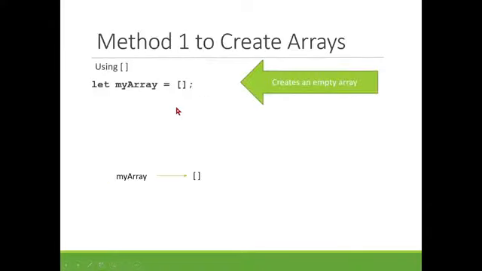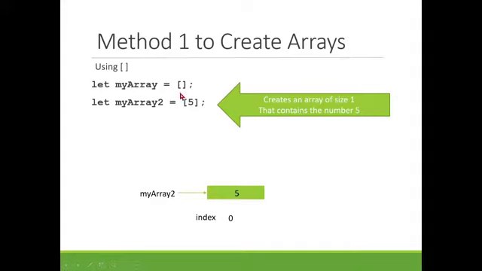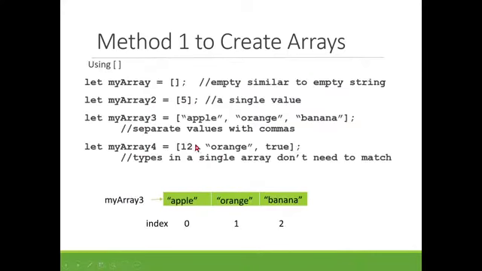How can we create an array? Well, we can use let, just like usual. In the first way, we're just going to use square brackets, and we will be allowed to put things in there. But you can create an empty array, which is what this is. That's similar to an empty string. Here we have an array with a single value. And here we have an array with 3 values, 3 strings, and an array with 3 values, a number, a string, and a Boolean. This is one thing that JavaScript allows, is it allows you to have different types of values in the same array.